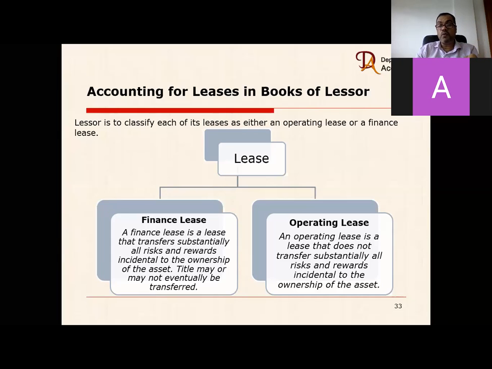Once you have the current portion and the full amount, deduct the current portion from the full amount, it will give you the amount of non-current liability. That is the lease. So that is the summary of accounting for leases in the books of lessee.